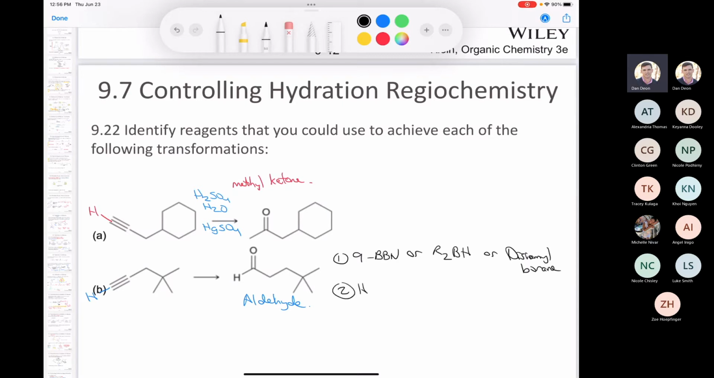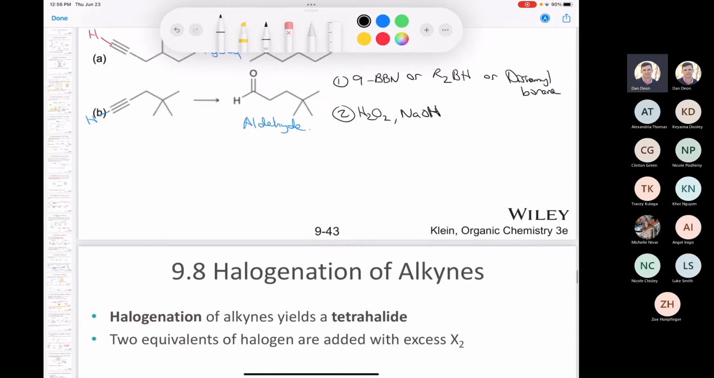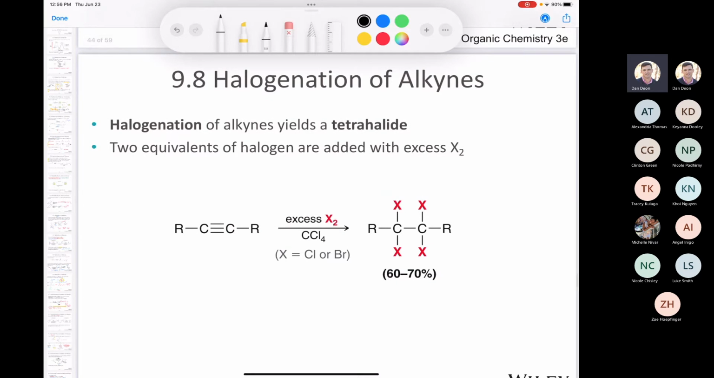And then in step two, same as before in chapter 8, hydrogen peroxide and sodium hydroxide. And that is it, my friends. There you go. A couple of new sets of conditions to do the Markovnikov or anti-Markovnikov addition of water across a triple bond. Pretty cool stuff. Well, let's see here. We've got 3 new reactions to look at before we get into putting them all together and practicing some synthesis.